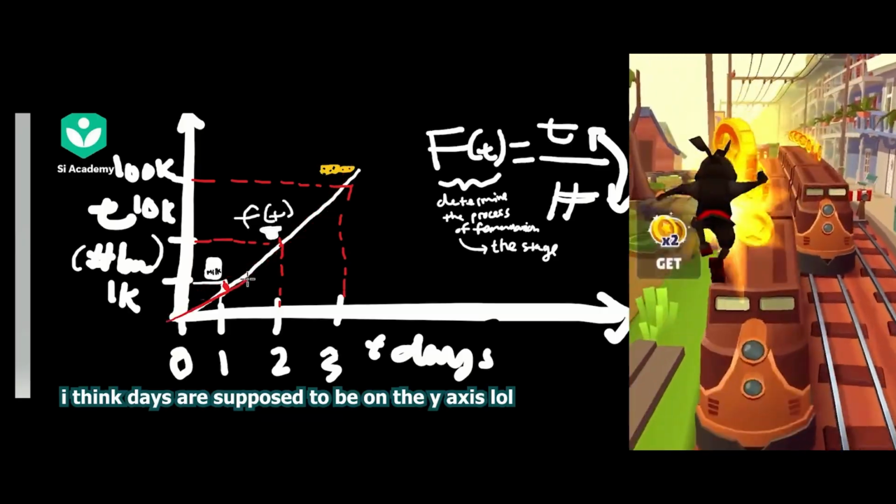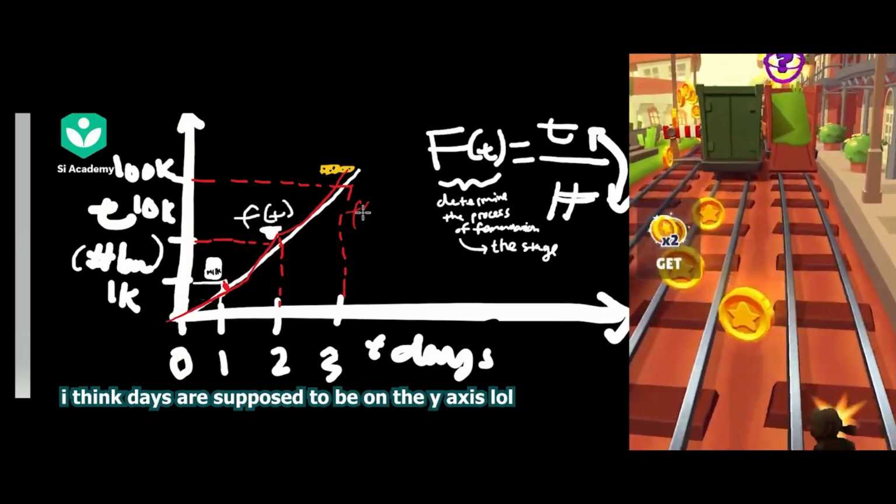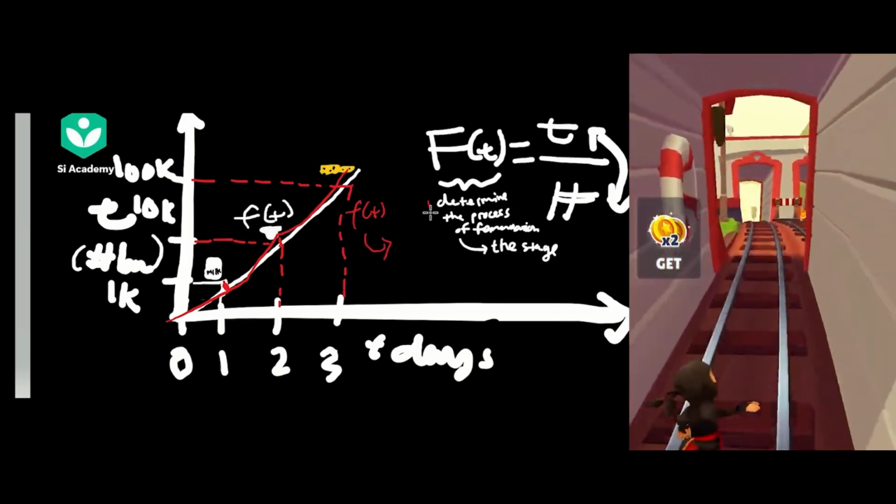Okay. So, this graph right here tells us specifically at which time the process evolves from milk to yogurt, from yogurt to cheese. And that's F of T. So F of T tells us the process of fermentation, the stage.